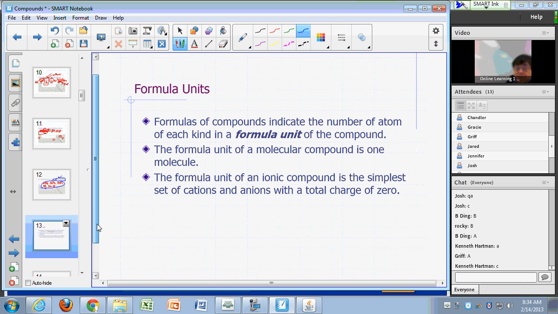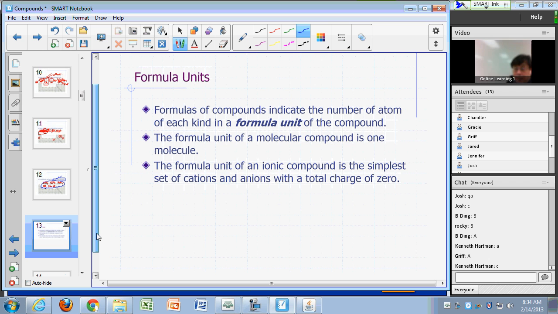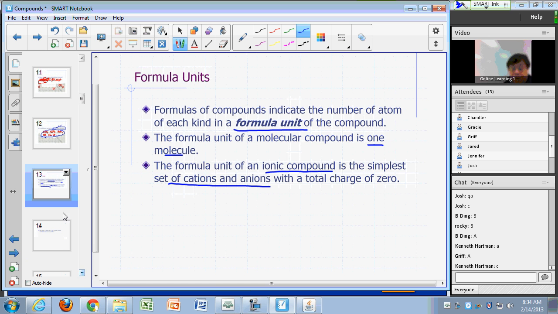All right. So now let's talk about writing formulas by first defining what a formula unit is. The formula of a compound indicates the number of atoms of each kind in a formula unit. So the formula unit of a molecular compound is 1 molecule. The formula of the compound is the same thing as the formula of the molecule. Whereas the formula unit for an ionic compound is the simplest set of cations and anions with a total charge of 0. I believe we covered that earlier.